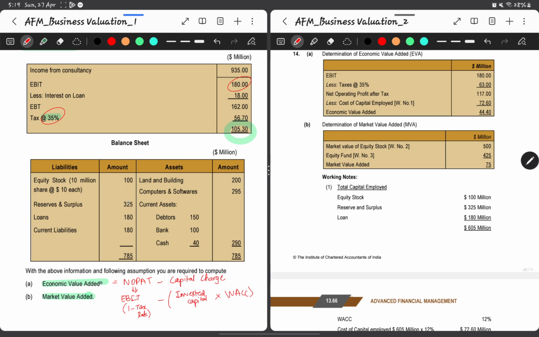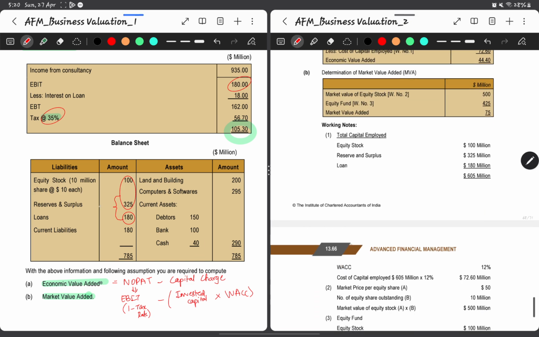Equity stock plus reserves and surplus plus loan. So this will be the equity portion. This is the debt portion. So the total of this will give us the invested capital, which is nothing but 605 in our case, 605 million.